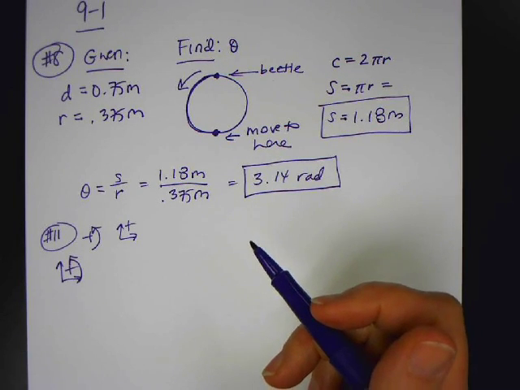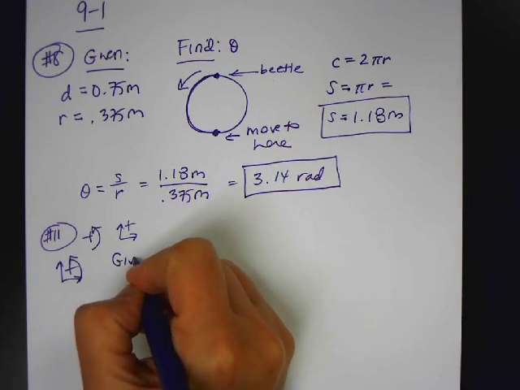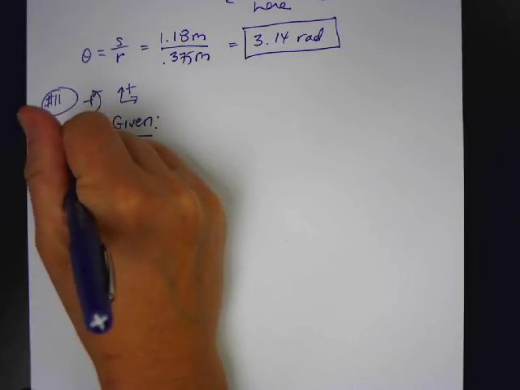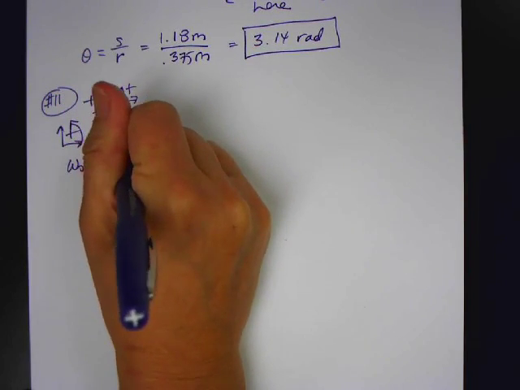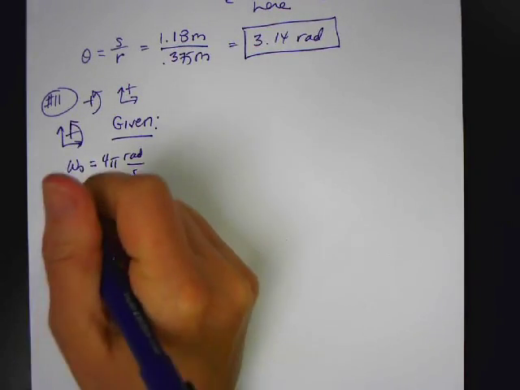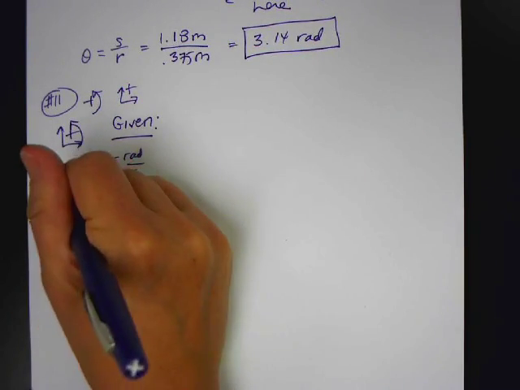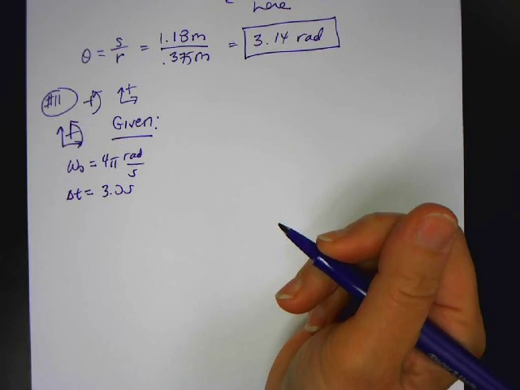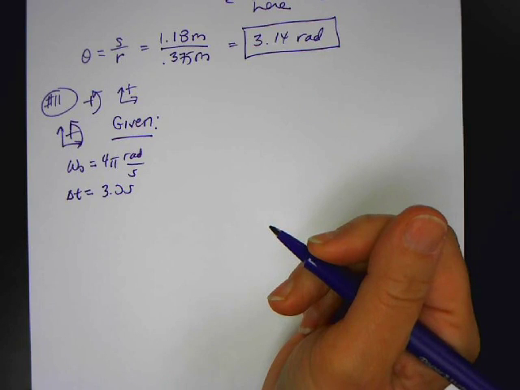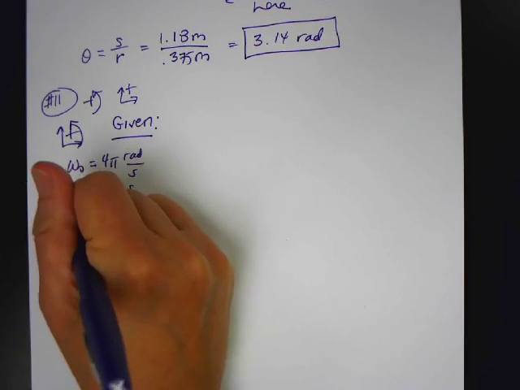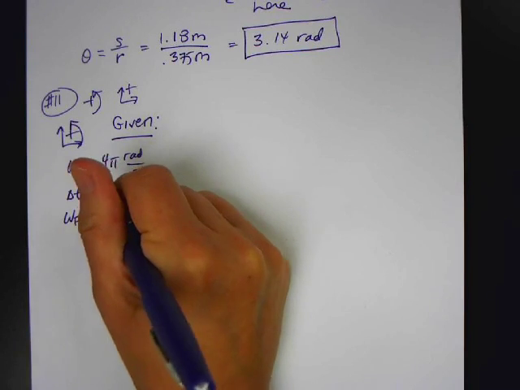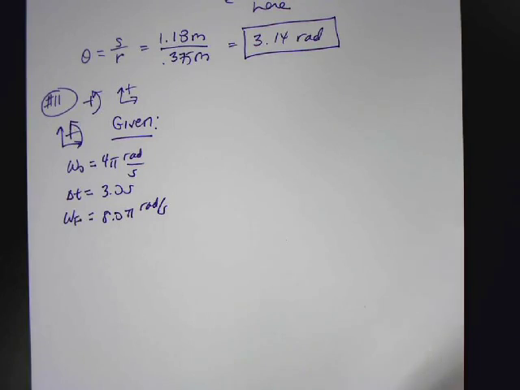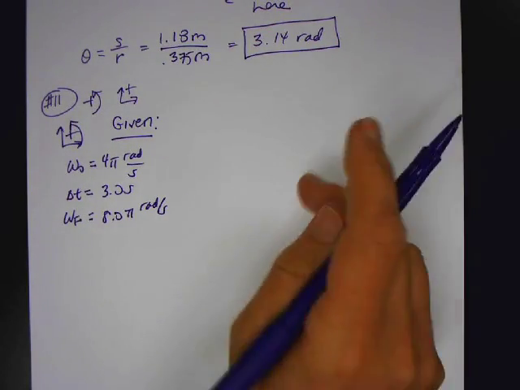So in our given, we have that omega naught is equal to 4 pi radians per second during a 3-second interval, so delta t is equal to 3 seconds. She slowly pulls her arms inward and finally spins at 8 pi radians per second. So omega f is equal to 8 pi radians per second. And we'll do problems like this later on because this actually is conservation of angular momentum.